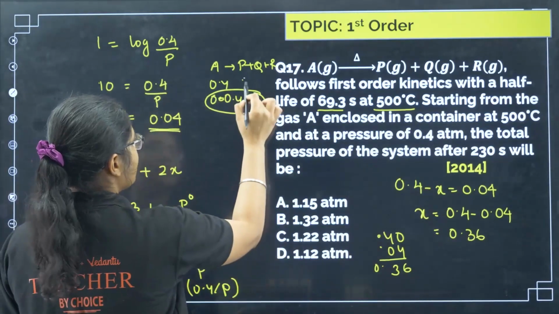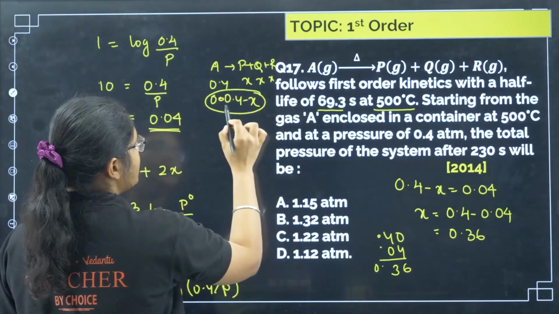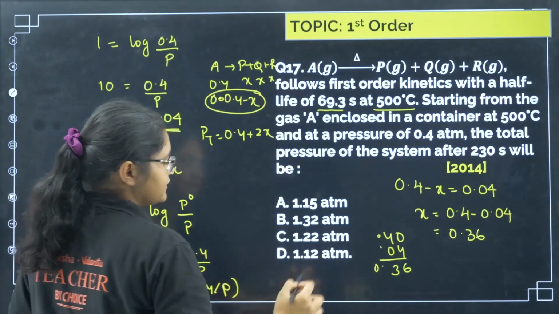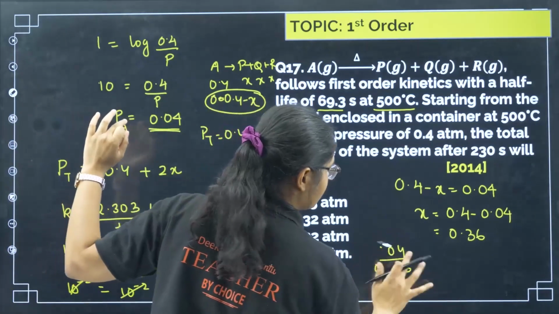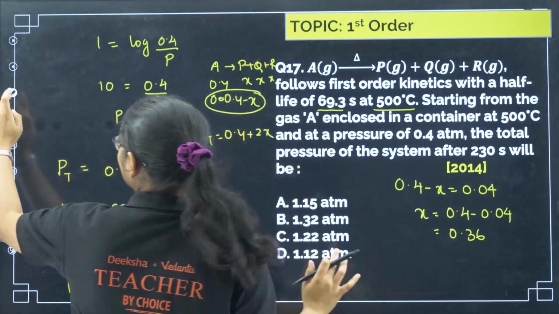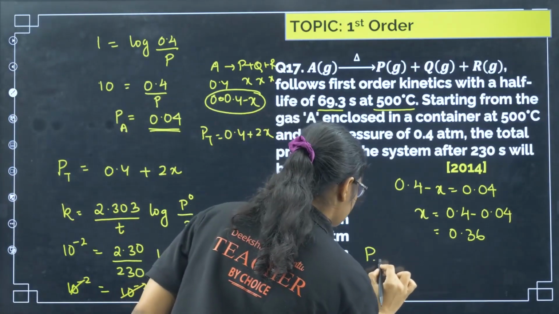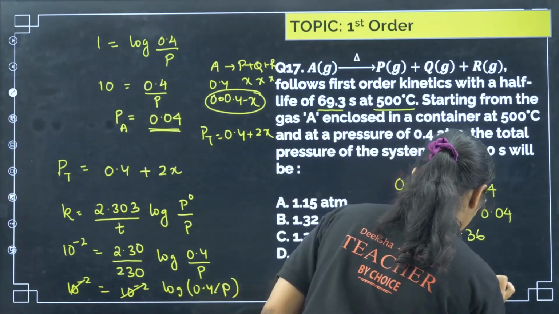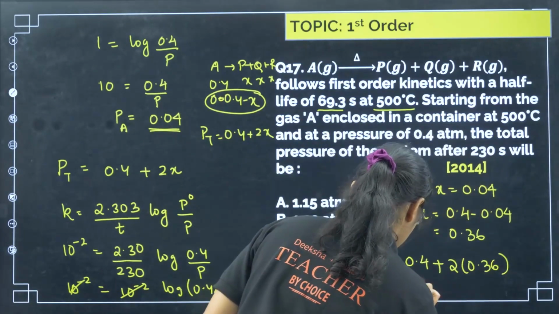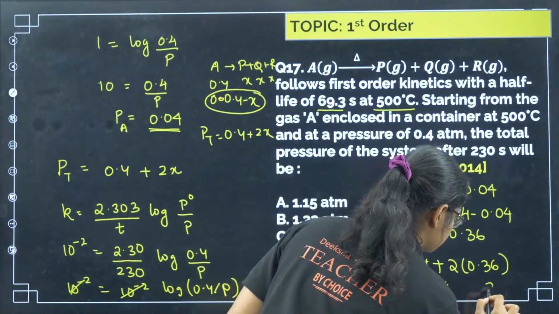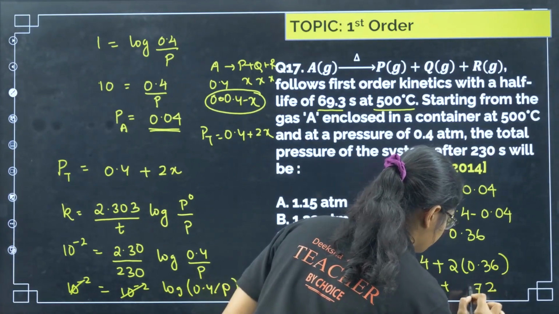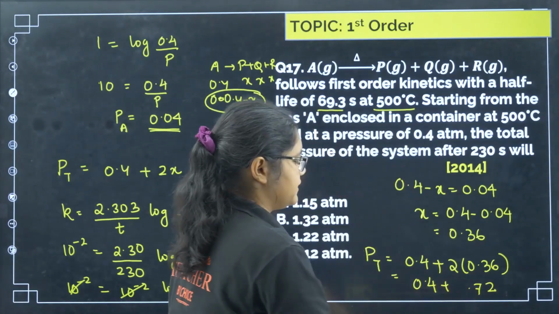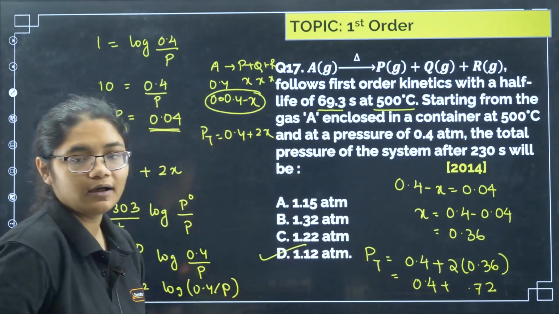Now if you remember, we got X, X, X, so the total pressure we calculated was 0.4 plus 2X, right. So I can just substitute that and calculate the total pressure. P total is equal to 0.4 plus 2 into 0.36. So 0.4 plus 2 6 are 12, 2 3 are 6 plus 1 is 7, 0.72. So I will get 1.12, that is option number D here.